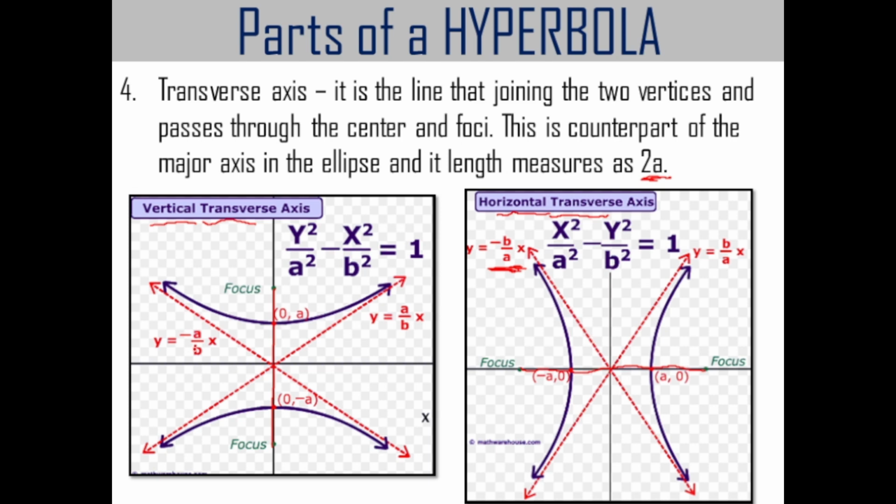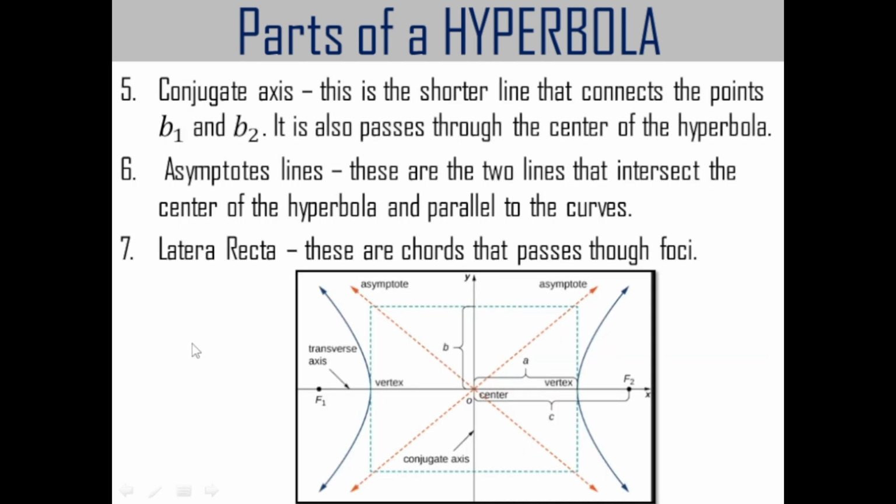Let's have number 5. Conjugate axis. This is a shorter line that connects the point b sub 1 and b sub 2. So yung conjugate axis po, kung yung ating transverse line ay dito, no? Kabaliktaran siya ng ating conjugate axis. So itong point na to, pwede natin sabihin ito ay b sub 1. Yung point na to, ito yung ating b sub 2. It is also passing through the center of the hyperbola. So tatamaan niyo po itong gitna natin sa ating graph.